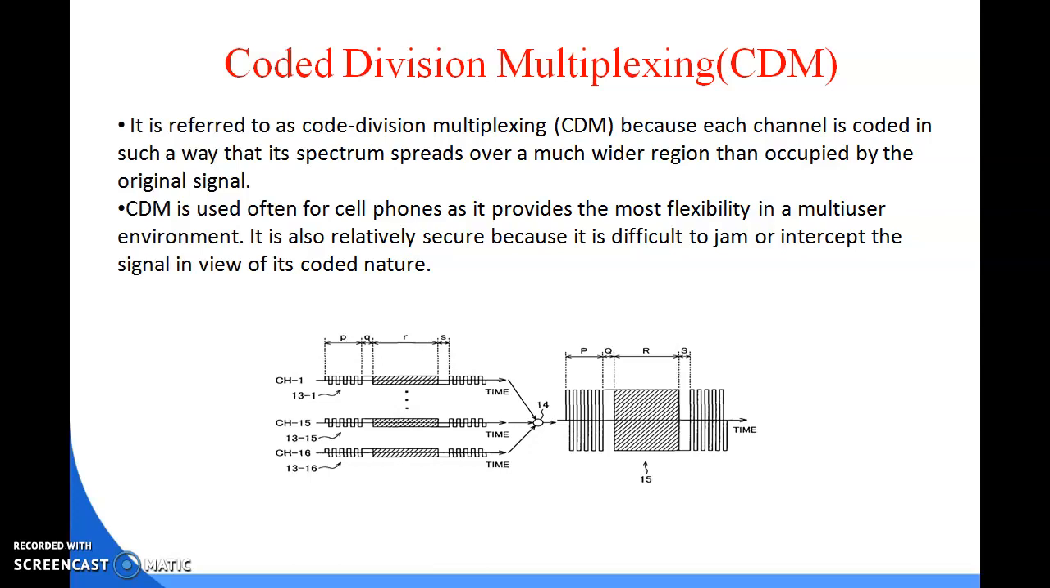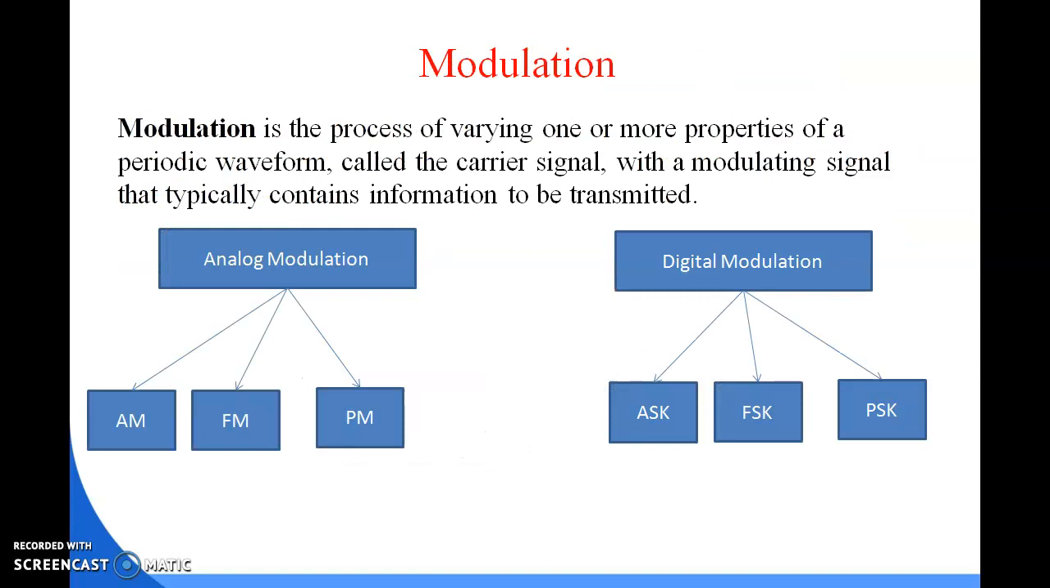Today I am going to discuss another topic known as modulation, right? Modulation is the process of varying one or more properties of a periodic waveform, called the carrier signal, with a modulating signal that typically contains information to be transmitted.